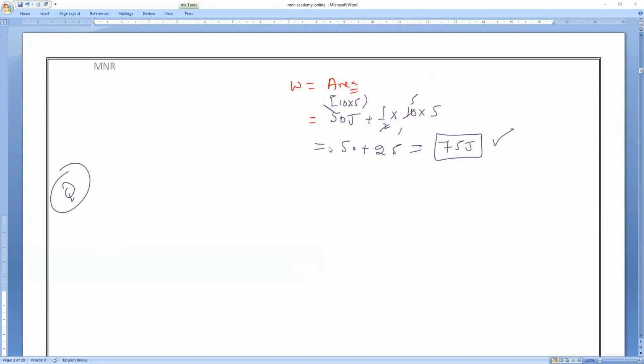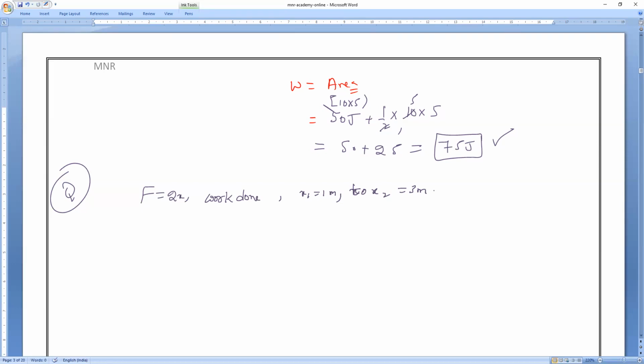Let us take it now. The next concept, the next question. The force F is equal to 2x. Now tell me, is it a variable force or a fixed force? It is a variable force. So F is equal to 2x, a variable force. Then calculate from x1 equal to 1 meter to x2 equal to 3 meters.